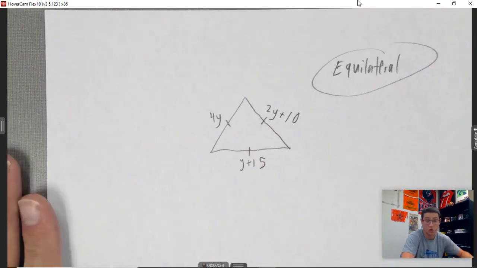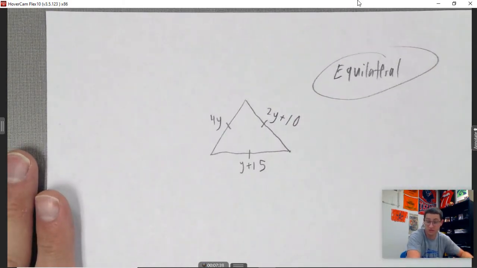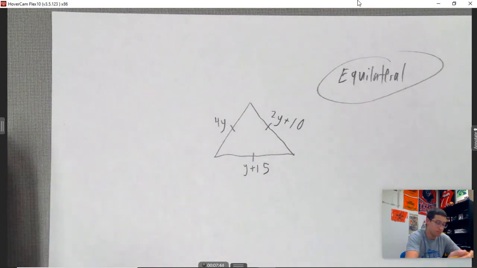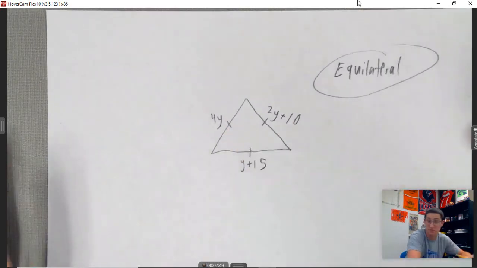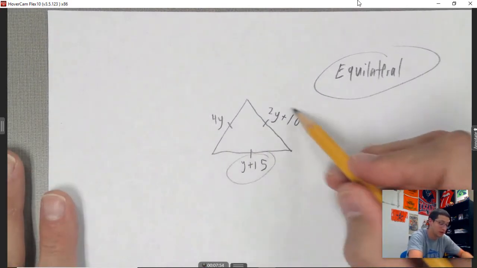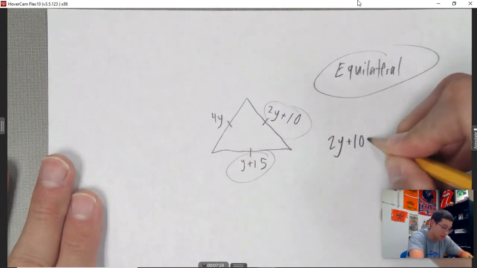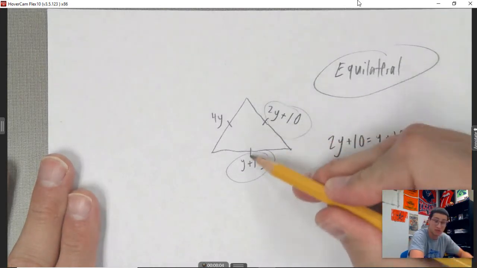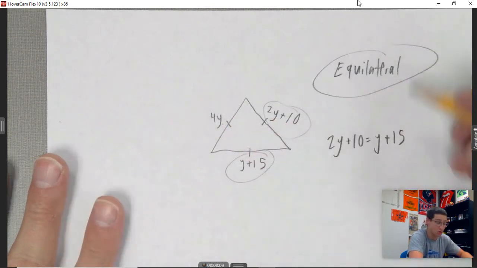So on this one, you can actually set any 2 of these equal to each other, and you should get the same answer. I mean, pick any 2. We could do these 2, or we can do, it doesn't matter. You're going to get the same answer regardless. I'm just personally going to pick these 2, no real reason. But we can go ahead and say now that 2y plus 10 is equal to y plus 15. And again, we know this because of the tick marks. We could have used this one, we could have incorporated that 4y if we wanted to as well.